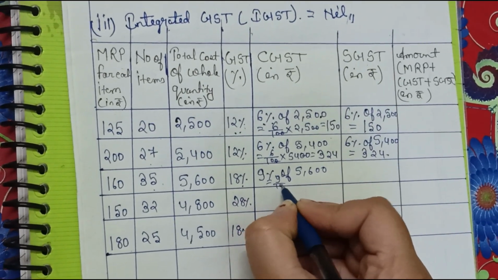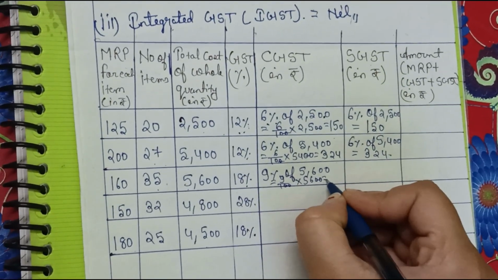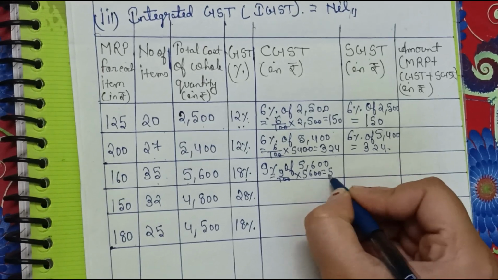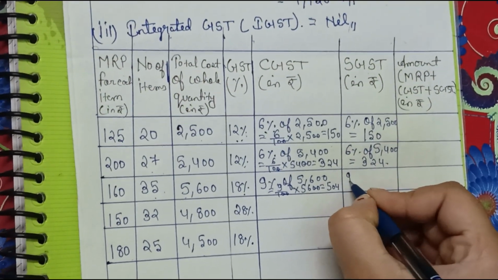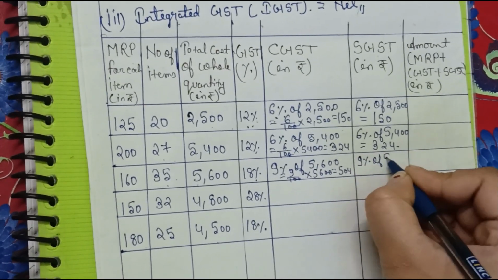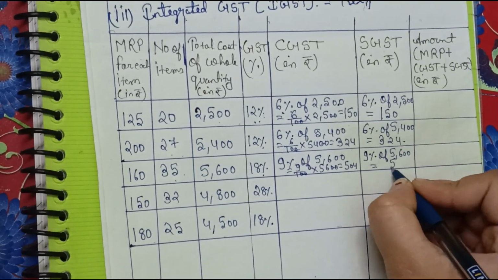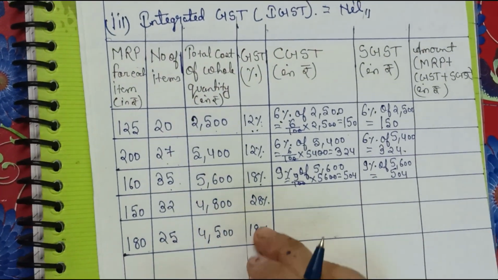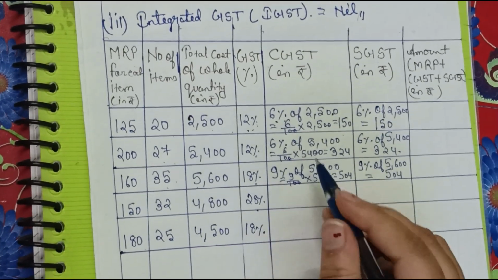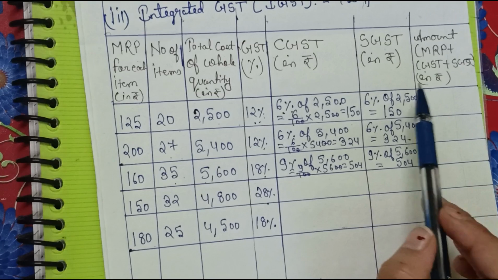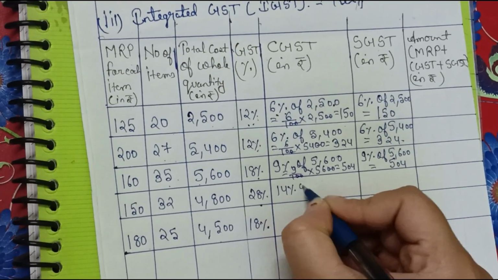Here GST percent is 18%, so CGST is 9% of the amount 5600. 9%, that is 9 by 100 into 5600. 20 cancel out and 504 is CGST. Here 9% of 5600 is equal to 504.